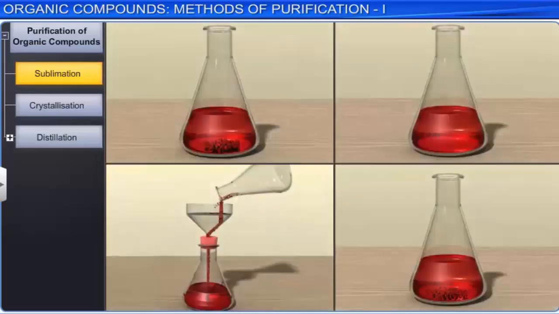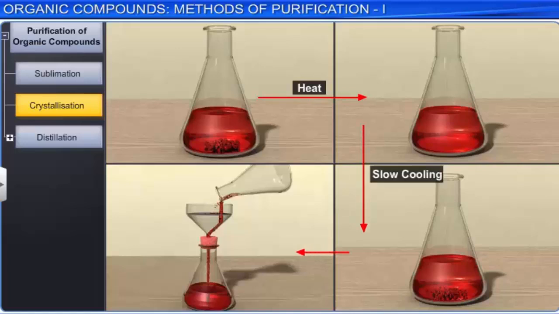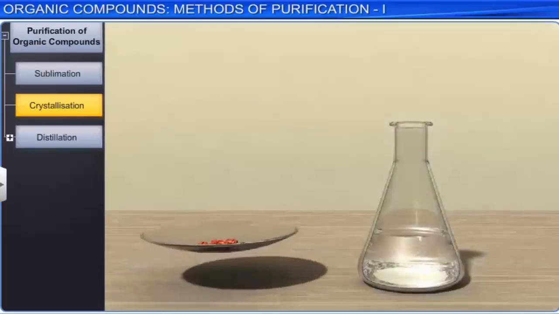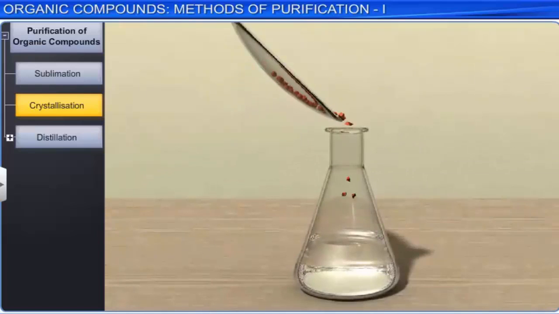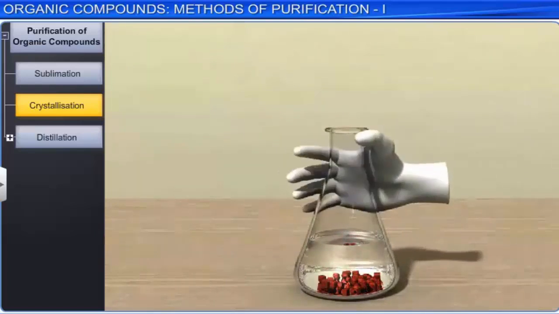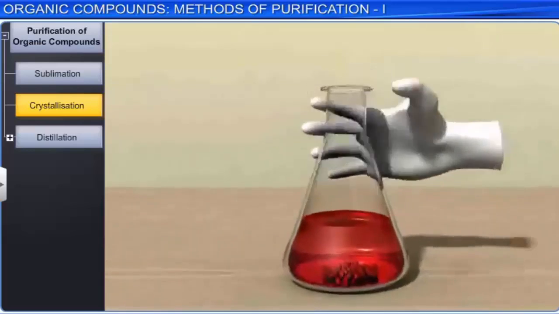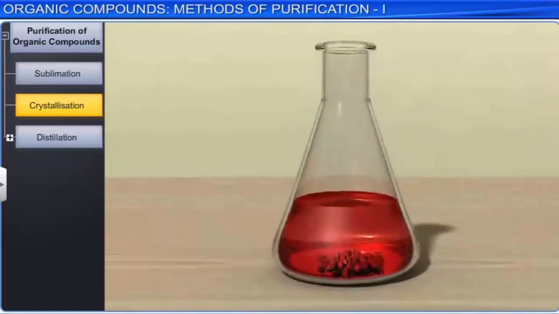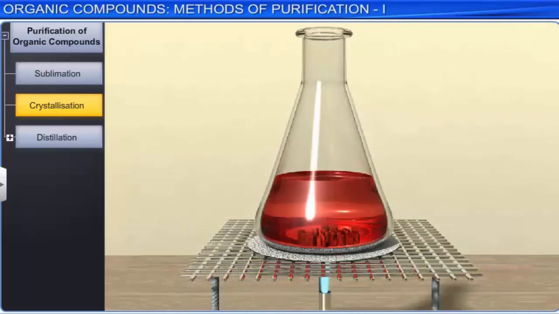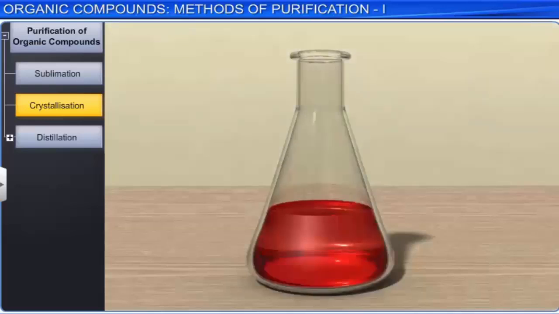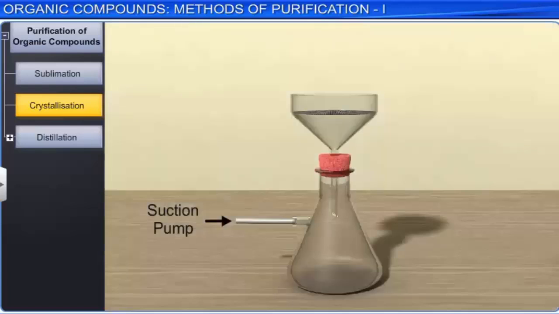Now let's look at the next method of purification, called crystallization. It is one of the most commonly used techniques for the purification of solid organic compounds. This technique is based on the difference in the solubilities of the compound and the impurities in a suitable solvent. In this process, first, the impure compound is dissolved in a solvent in which the compound to be purified is moderately soluble at room temperature and highly soluble at higher temperature. The solution is heated to get a nearly saturated solution. This saturated solution is then cooled to obtain the compound in its pure crystal form. The crystals are separated out from the filtrate by the filtration technique.